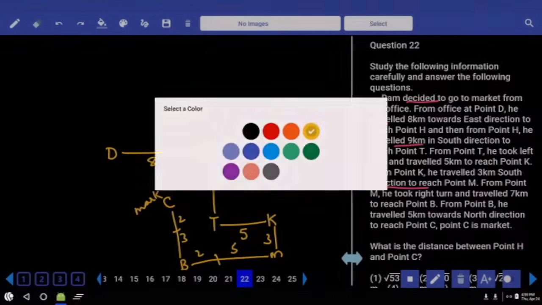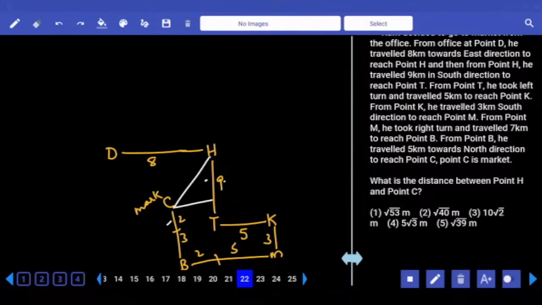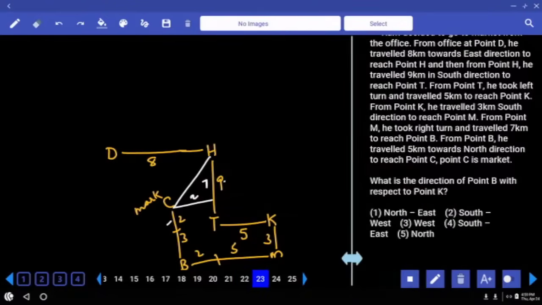D is the office and C is the market. Then the distance between H and C. Now, H and C, if you observe here, this distance you need to find out. Now 2 is already done out of this 9, so this must be 7. And this is 2. So 7 squared plus 2 squared, and the root of that is root 53. Choice 1, question number 22.